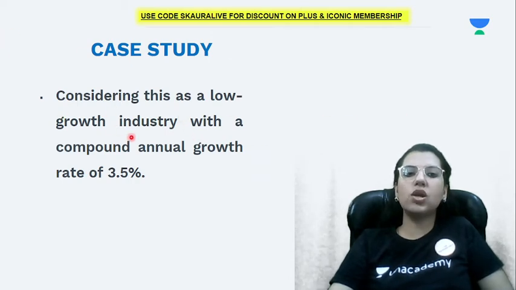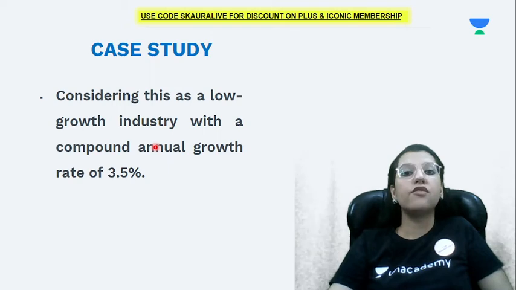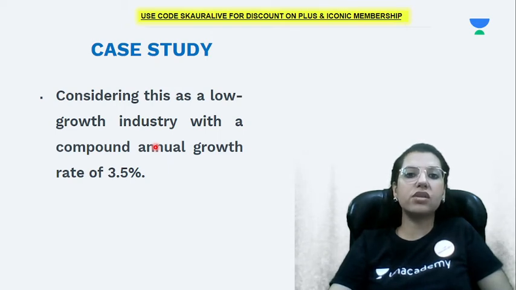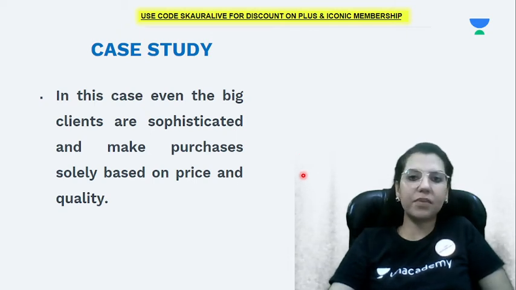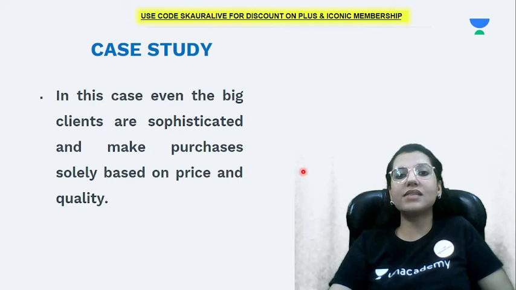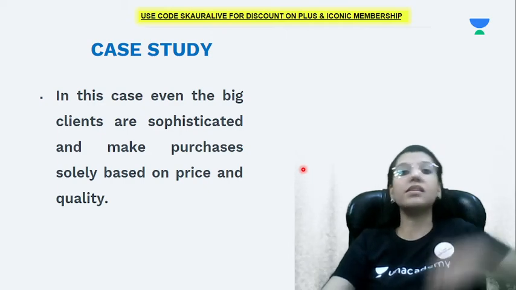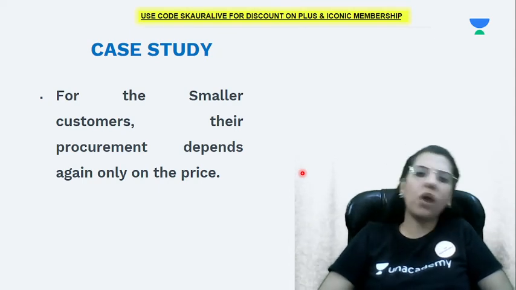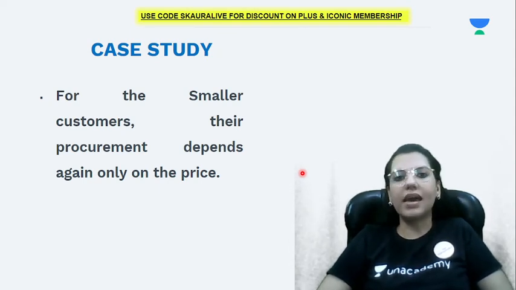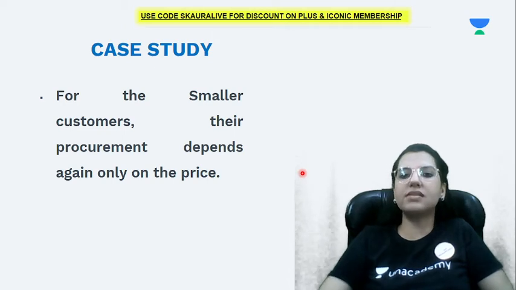Now, considering this as a low growth industry, find out the CAGR, compound annual growth rate. Here the compound annual growth rate is just 3.5%. The overall growth rate is very low. So in this case, even the big clients, the sophisticated clients, they'll make purchases, but they'll only do it based on price and quality because the overall CAGR is low. What about the smaller customers? Their procurement depends only on the price.